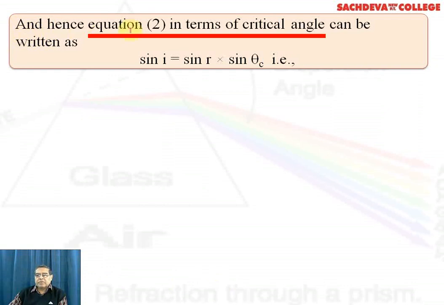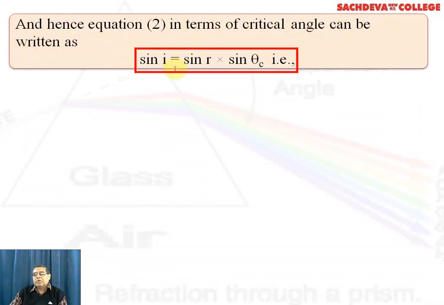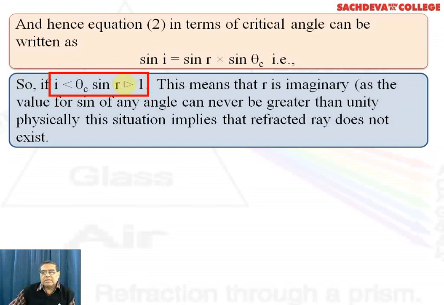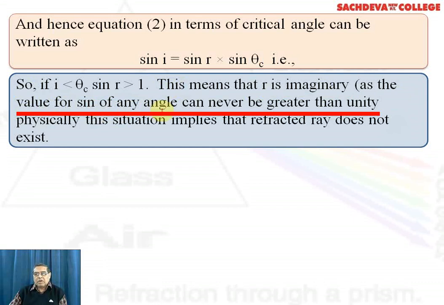Now, equation 2 in terms of the critical angle can be written as sin i is equal to sin r into sin theta c. If i is greater than theta c, that is the angle of incidence is greater than the critical angle, then sin r is greater than 1, that is greater than sin 90, which means that r is imaginary, as the value of the sine of any angle can never be greater than unity. It is found that sin theta is less than or equal to 1, but it cannot be greater than 1. So its limit will be from 0 to 1 only.